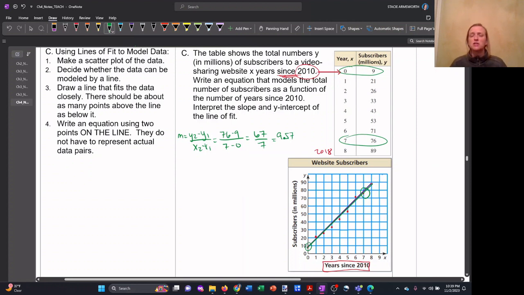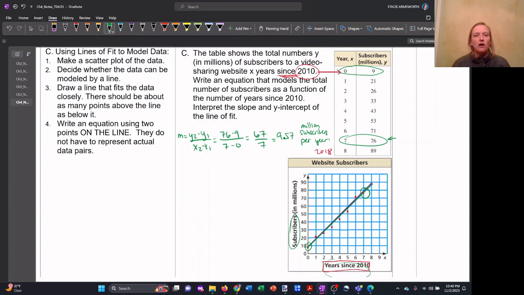Remember, in case you do get asked, slope has units. Because slope is rise over run, the change in the y direction over the change in the x direction, slope has units of whatever your y units are, in this case subscribers, per whatever the units are in the x direction, which is years. So this is giving me subscribers per year. Basically, I know that I'm increasing by 9.57, sorry, I should say million subscribers per year.